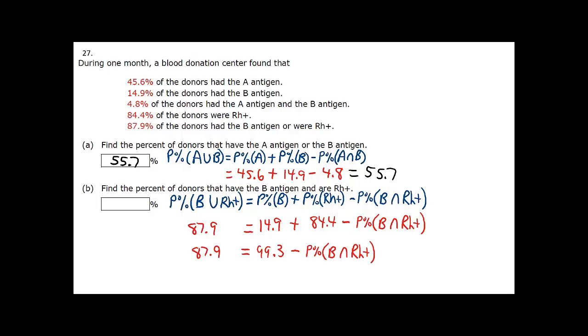If I take the negative term to the left and subtract 87.9 from both sides, I end up with the percentage of donors having the B antigen and or Rh positive is 11.4%.